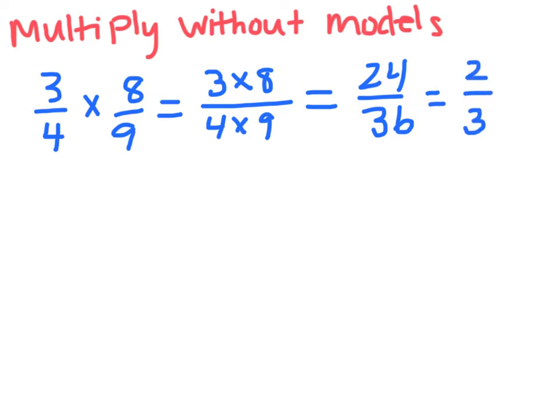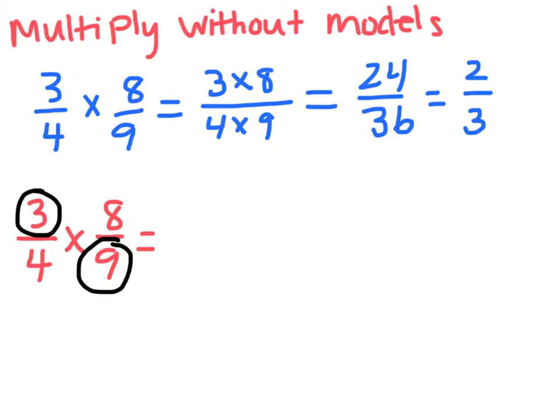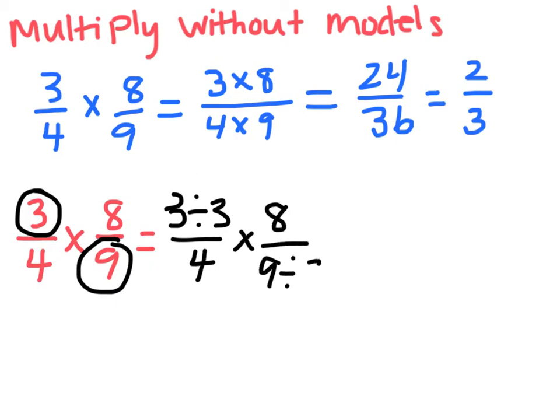Now let me show you method 2. In method 2, for 3/4 times 8/9, we're going to begin by looking for a common factor. This numerator, 3, and this denominator, 9, share a common factor. It's 3. So we're going to begin our problem by taking 3 divided by 3 over 4 times 8 over 9 divided by 3, giving us new fractions of 1/4 times 8/3.